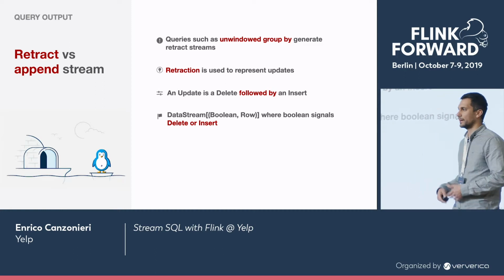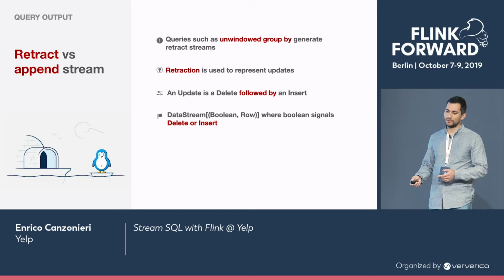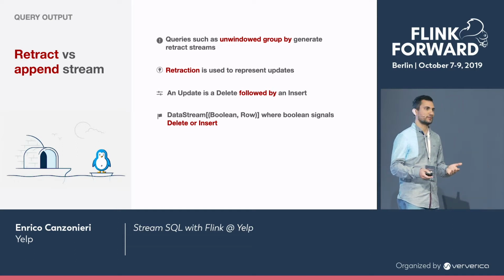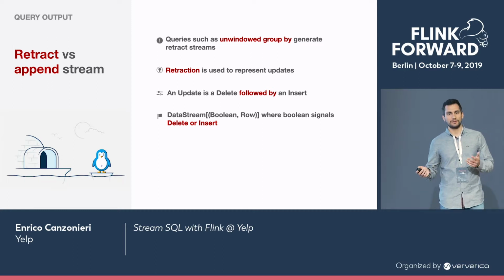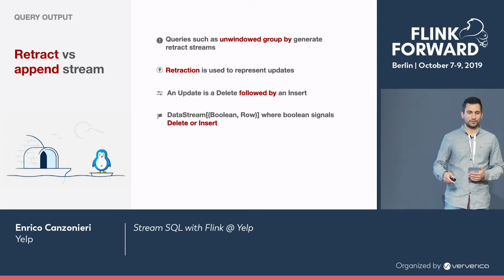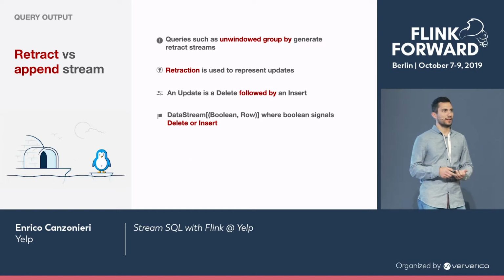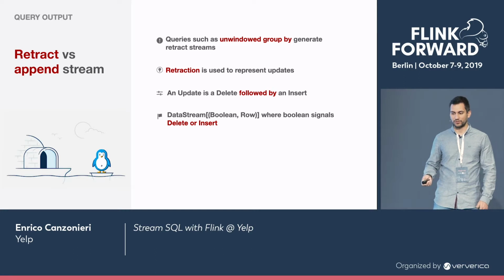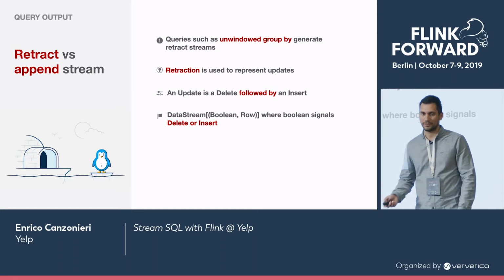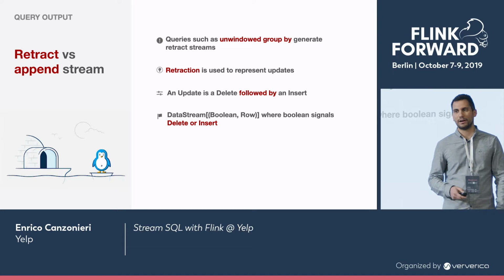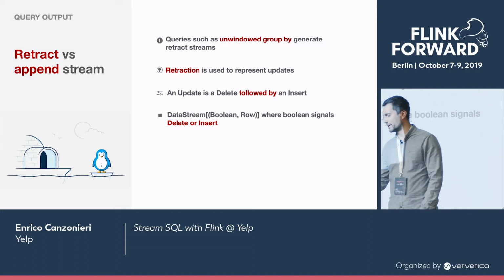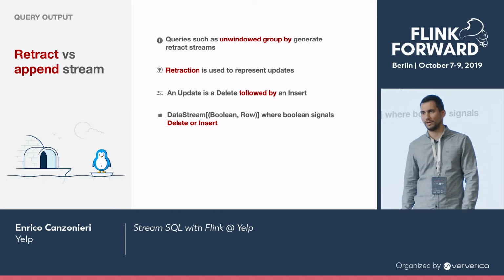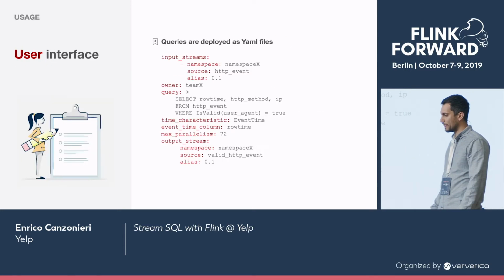So imagine doing a count and a group by over a specific key. At a certain point in time, because this is a stream, the value is 10. Now you receive another element, and the value is 11. So what Flink needs to be able to do is to update the previous value from 10 to 11. The way it's done in Flink is by using retraction. That retraction is just a way to represent updates. It's a delete followed by a create or an insert. And it's internally implemented with a data stream where a Boolean value represents a delete or an insert.